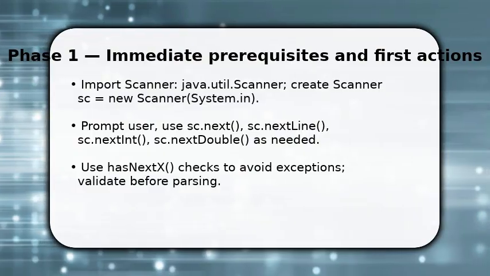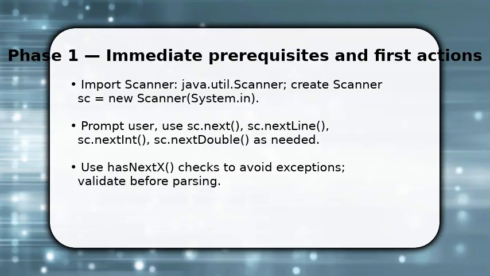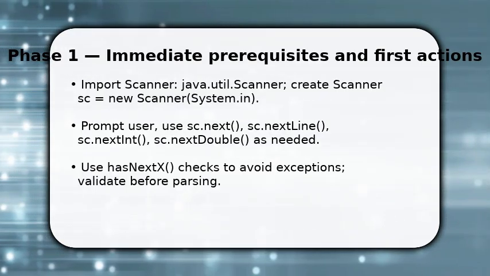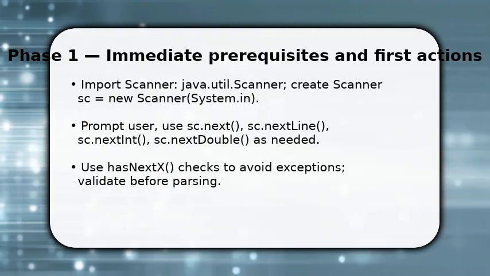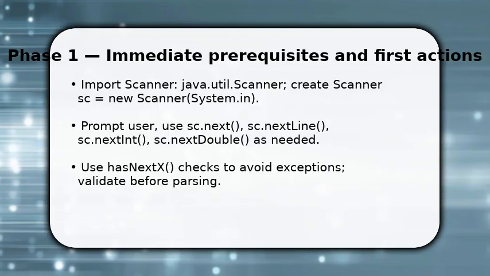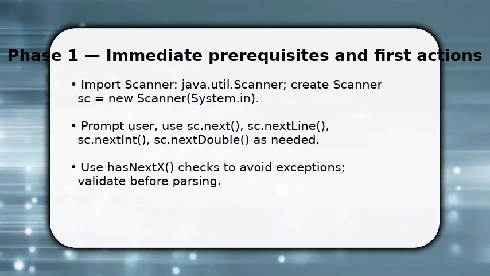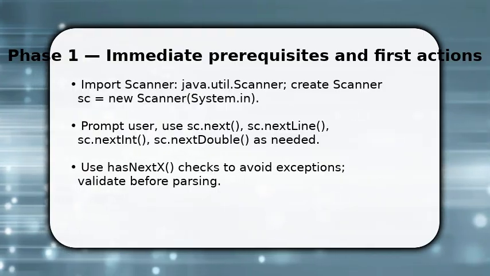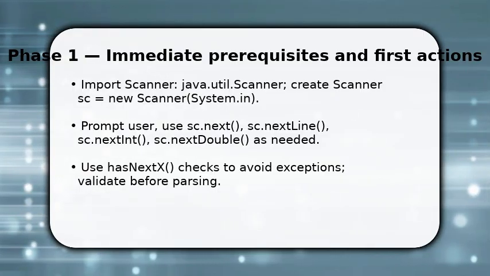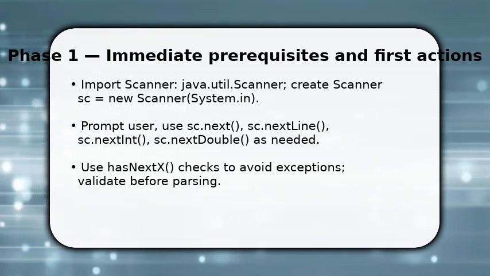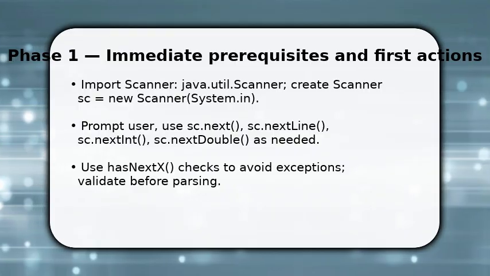You begin by importing java.util.Scanner and instantiating a Scanner on System.in, so you can read keyboard input immediately. Create prompts, then call the appropriate read method: next, nextLine, nextInt, nextDouble, depending on the data you expect. Once done, validate with hasNextInt or hasNextDouble before parsing. This prevents InputMismatchExceptions. Make sure to explain choices to users and keep prompts concise.